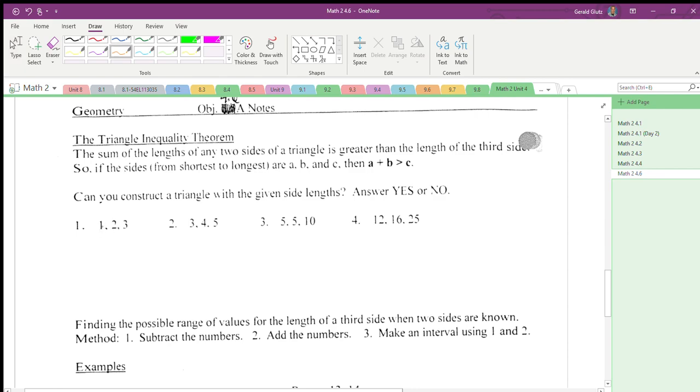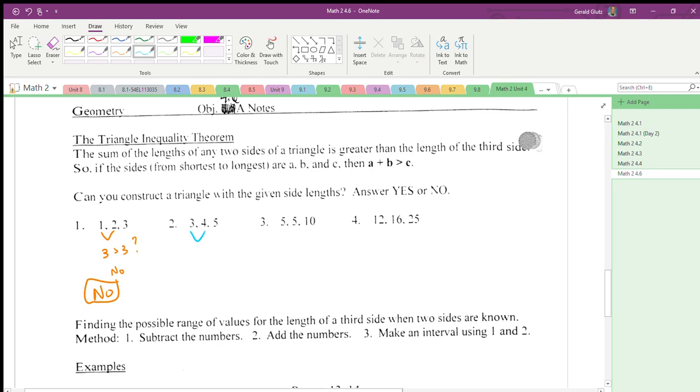So what you need to do, you could add up all the combinations, but really you just need to look at the two smallest numbers. So in number 1, if I add the two smallest numbers, 1 plus 2, that equals 3. Is 3 bigger than 3? No, it's not. So the answer would be no, because when I add the two smallest sides, they are not bigger than the third. So we cannot make a triangle with those lengths.